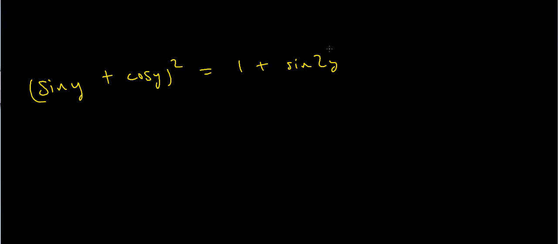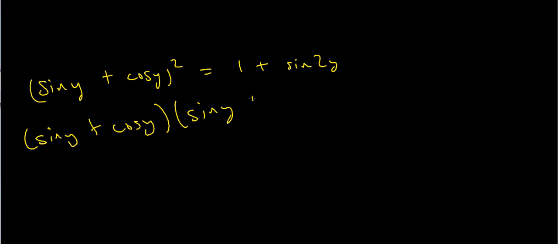So let's look at the second one. So we've got to prove now that the sine of y plus the cosine of y all squared is equal to 1 plus the sine of 2y. Well, again, I'm going to start from the left hand side. So this is what I'm going to do. Let's expand this bracket. Well, the sine of y plus the cosine of y squared is the same thing as multiplying by itself.